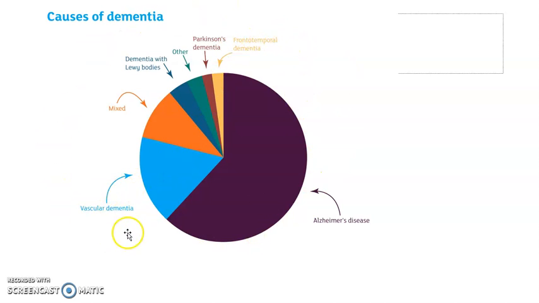So we have vascular dementia, usually due to stroke, due to a hemorrhage or an infarction or a blockage in one of the arteries of the brain. We have mixed form, and then we have dementia with Lewy bodies. We have Parkinson's dementia, which is part of Parkinson's disease. And then we have frontotemporal dementia. And then the main bulk, about 60% or so, are caused by Alzheimer's disease. So this is the main cause of dementia, the main cause of senility.